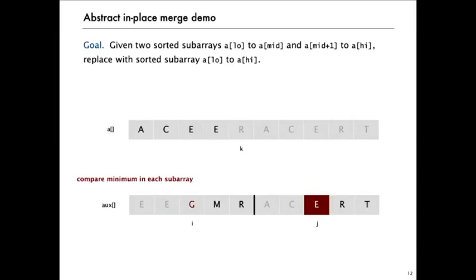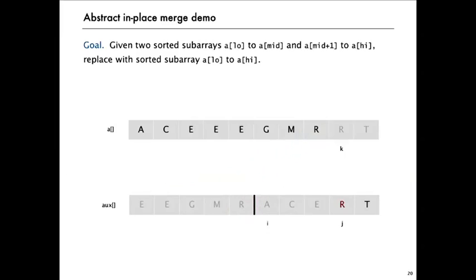Now J's Z is smaller than G. It's the next thing that has to go in the output, so we move that one up and increment J and K. Now the one pointed to by I, the G is smallest, so move that up, increment I and K. Move the M up, increment I and K. Now the last element in the left subarray is the one that's going to get moved next.